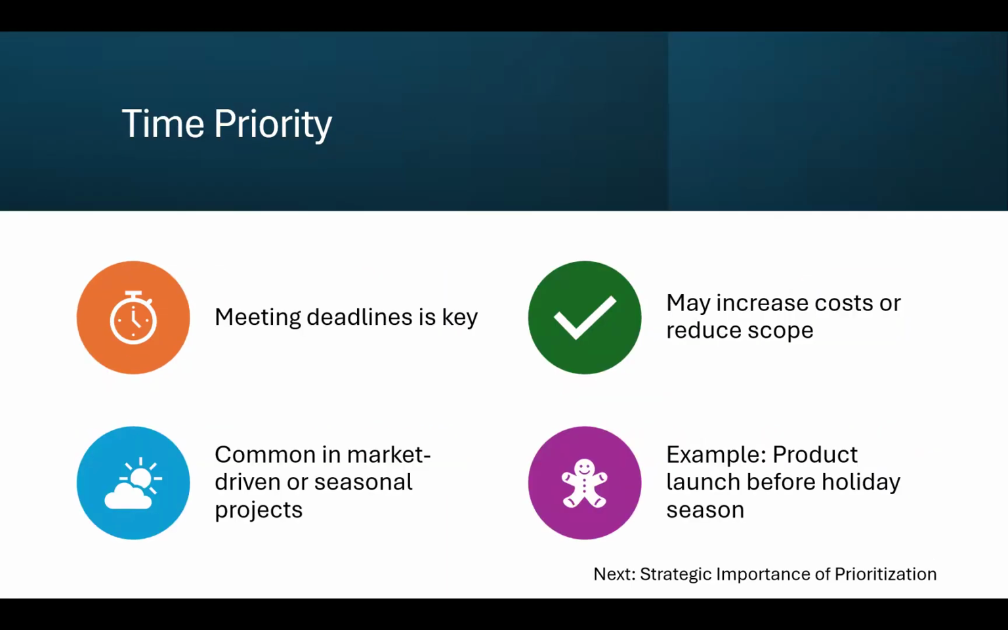What's your time priority? Meeting deadlines is key. Give yourself enough time when you're writing that project statement to include the deadlines. Is it a seasonal project? It may reduce the amount of time you have to prepare your deliverables. Do you have to increase your costs or reduce scope? Most people don't like to see a price increase while you're working. So try to be as specific as possible when you're writing your scope statement.